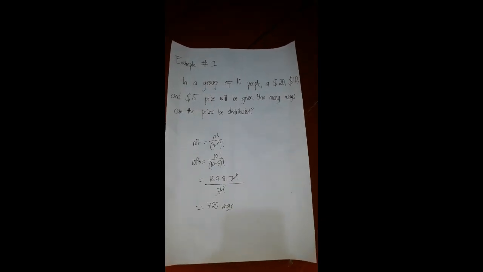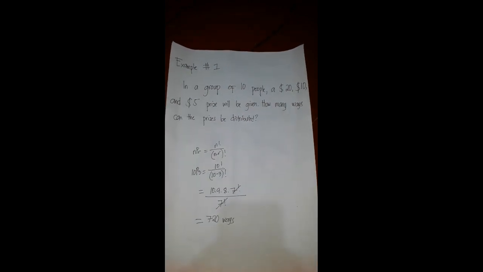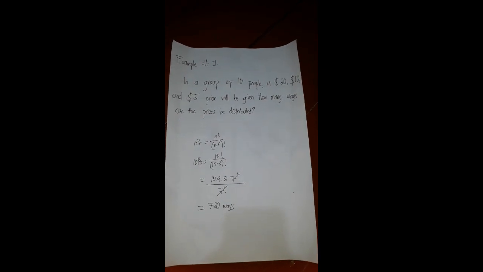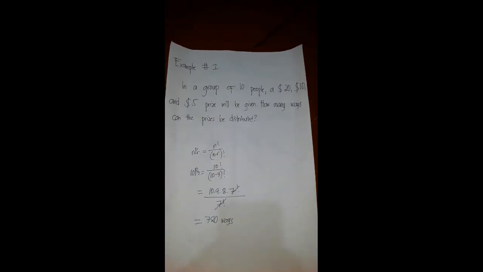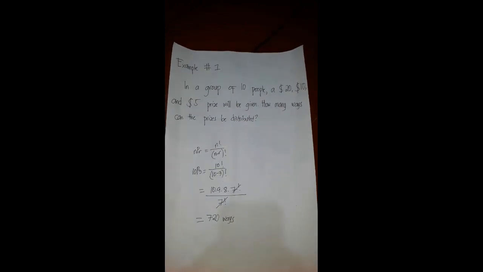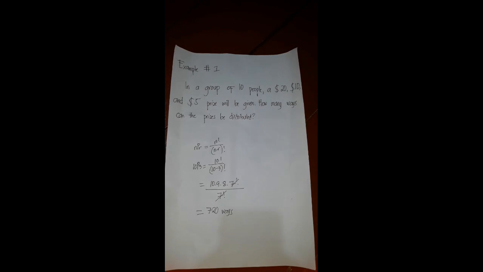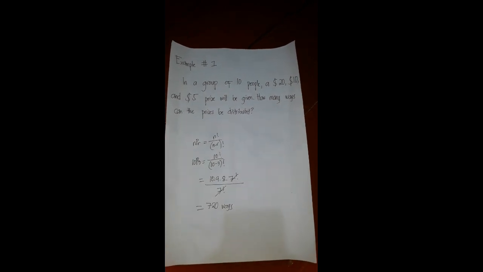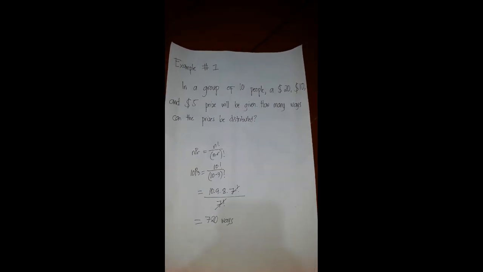So here's example number 1. In a group of 10 people, a $20, $10, and $5 prize will be given. How many ways can the prizes be distributed? So, nPr equals n factorial over (n minus r) factorial. So, 10P3 equals 10 factorial over (10 minus 3) factorial, equals 10 times 9 times 8 times 7 factorial over 7 factorial. So, 10 times 9 times 8 equals 720.